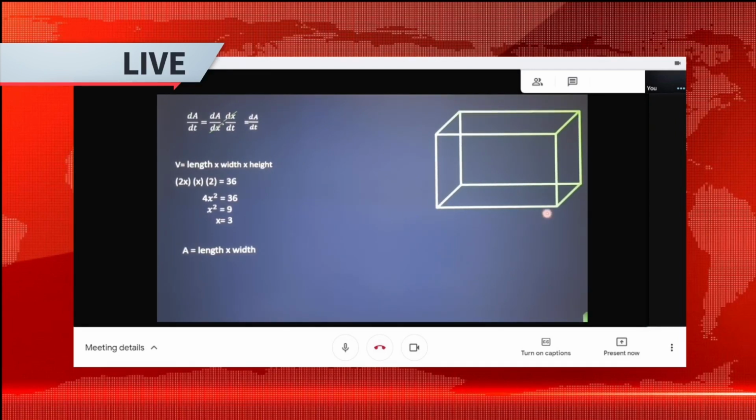This shape is the same as this shape, this shape with this, and this shape with this.